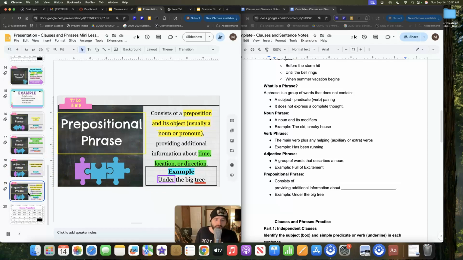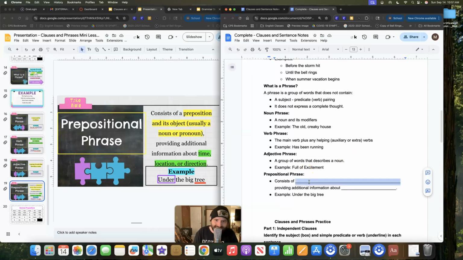And then finally, a prepositional phrase. This is the one that I do need you to take notes for. So prepositional phrases consist of a preposition and its object, whatever it's talking about, usually a noun or pronoun. This prepositional phrase is providing additional information about time, location, direction. So, under the big tree, we know the location of the treasure. It's under the big tree.